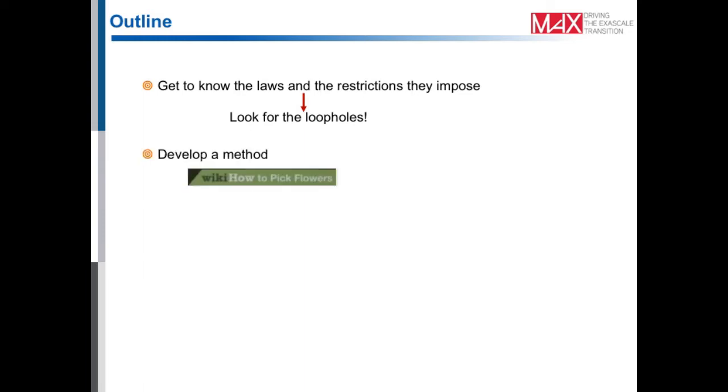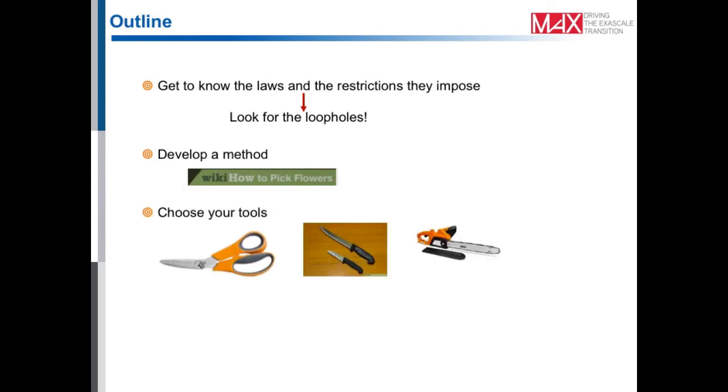Then you want to develop a method. And you may even write a wiki page. I was surprised to see that there is one on how to pick flowers. So there is even a wiki page on that. After you have done that, you want to choose your tools, right? So we will discuss a little bit about the tools of the DFT or flower picking. And then hopefully after this workshop, you will be ready and you can do the real calculation.